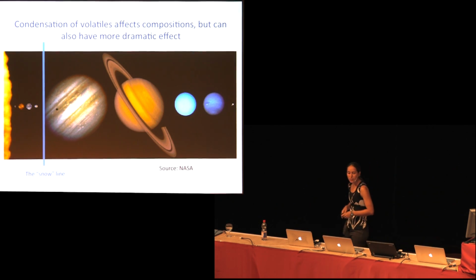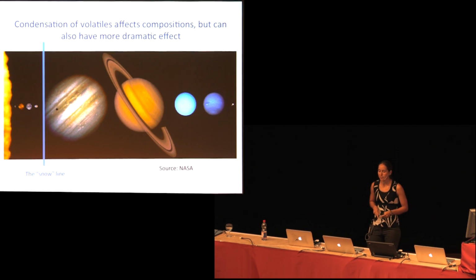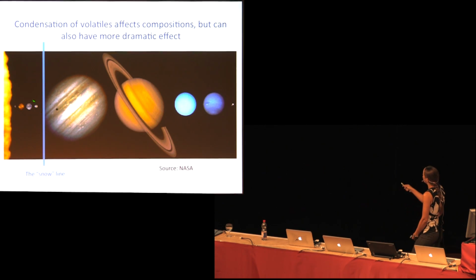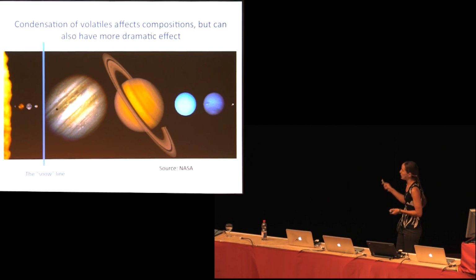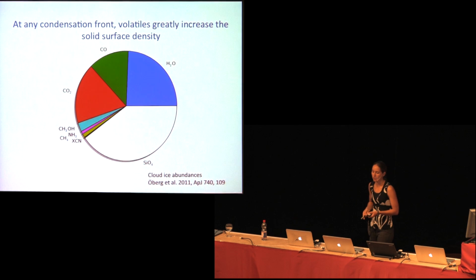OK, so the condensation of volatiles does affect the compositions of planets, but it can have an even more dramatic effect. And we all know that in the solar system, there's quite a dramatic difference in the planets at Mars's distance and here at Jupiter's distance. And we suspect that this has to do with the snow line, which we think is somewhere in between those two. So you not only get a more volatile-rich planet, but a completely different type of planet now, a giant planet.